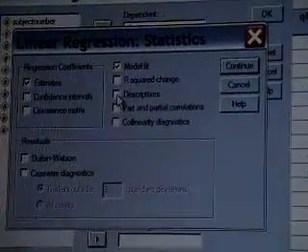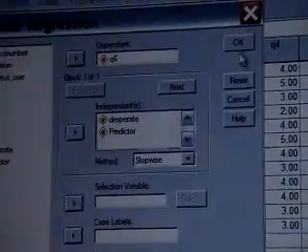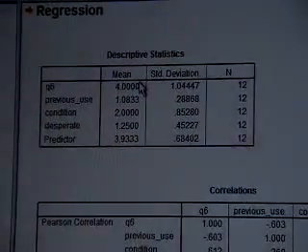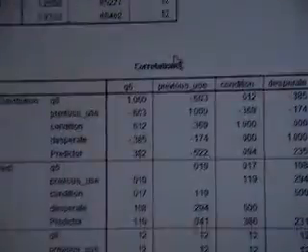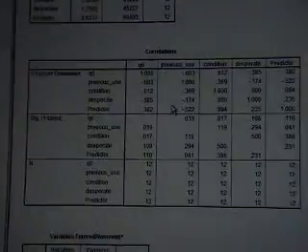Under statistics, you put descriptives, continue. Okay. Now here it gives you the mean and standard deviations of all. Next, it gives you the correlations of all the different variables.